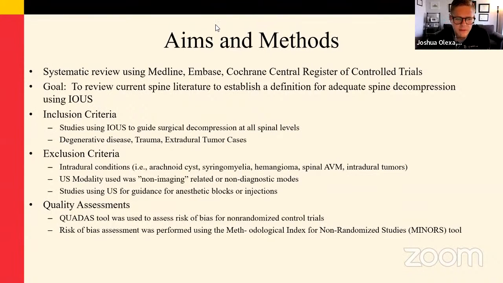And then, of course, papers that were using other ultrasound modalities that were considered non-imaging or non-diagnostic modalities like Doppler, three-dimensional ultrasound, microvascular Doppler. And then excluded some studies too that were looking at ultrasound for guidance of doing anesthetic blocks. To assess the risk of bias in these papers, they used the QUADAS tool and the MINORS tool. Again, it's standardized paper review tools. You can advance now.